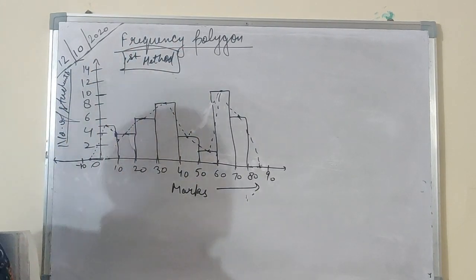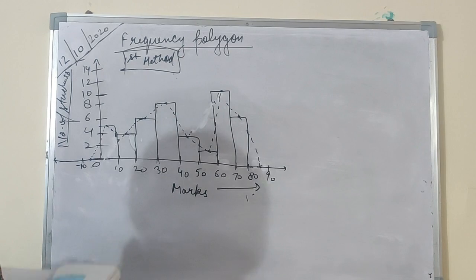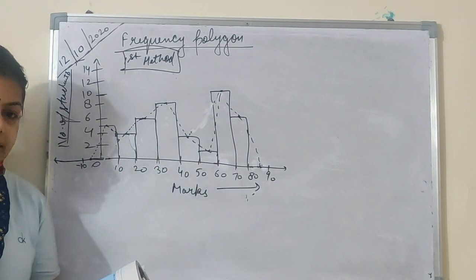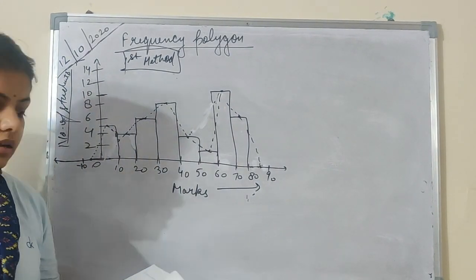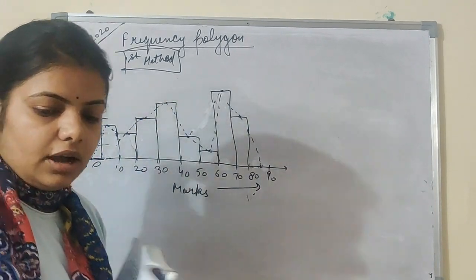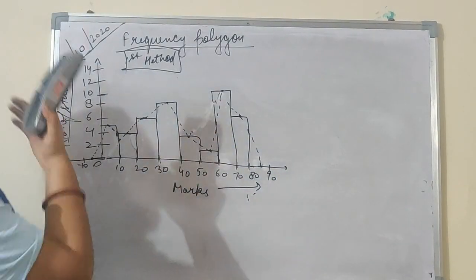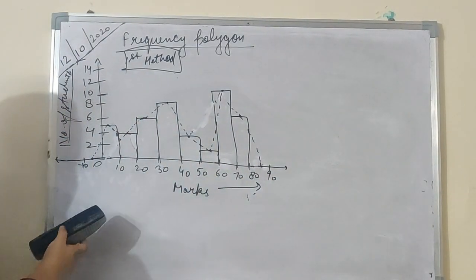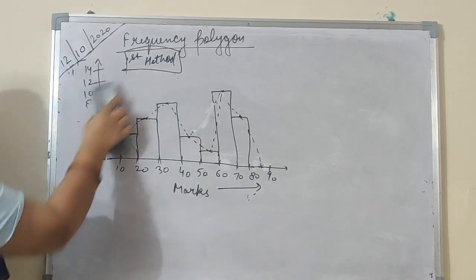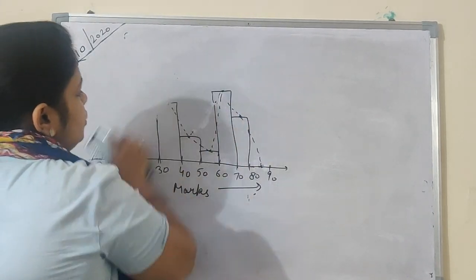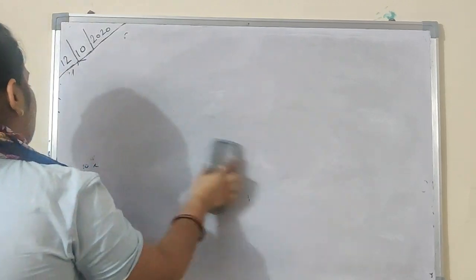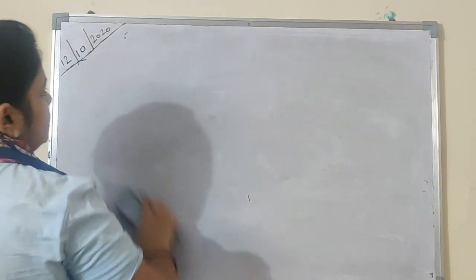Okay. Now, in the second method, what we will do is find the class mark. Okay. Now, how to find the class mark? Students, write this down. After this, I am telling you how to draw the frequency polygon after finding the class marks.